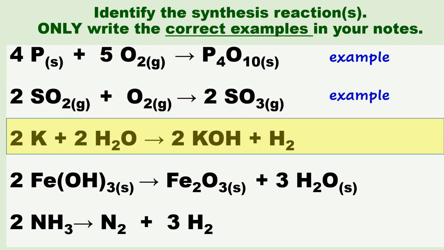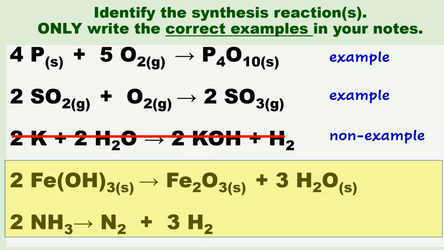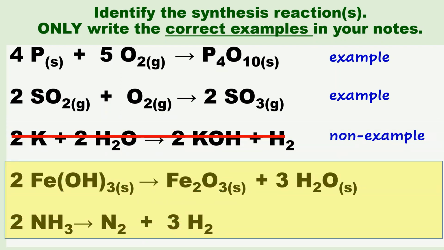The third reaction has two products, KOH or potassium hydroxide and hydrogen or H2. So it can't be synthesis because synthesis can only have one product. Reactions 4 and 5 also have two products. That makes them non-examples because synthesis is a combination reaction producing just one substance.